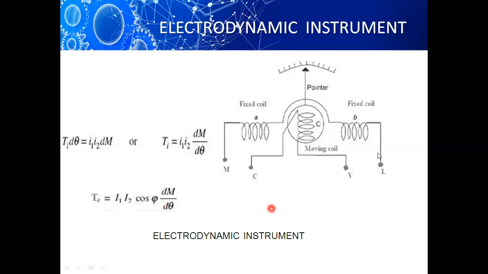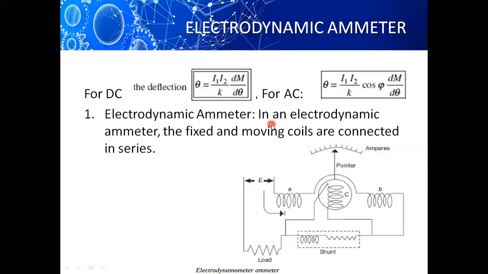So after listening to this, we will also see the fixed coil is connected between M and L. The moving coil is connected between C and D. So let us have a revision on the connection of these coils when we want our electrodynamic instrument to work as an ammeter. To work as an ammeter, what we do is the fixed coil and the moving coil are connected in series. You can see here, this is the circuit diagram.